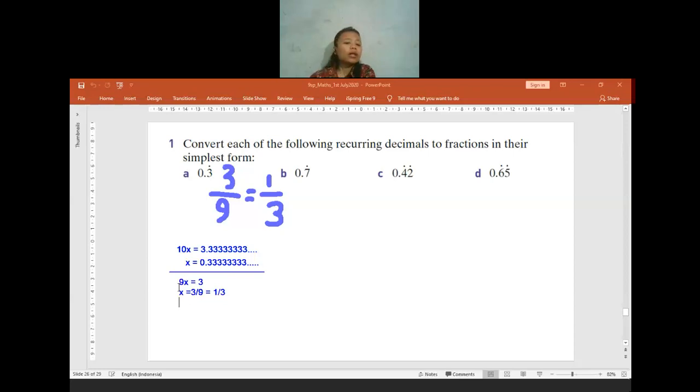Anyone want to tell me what is the answer for question B? Mike, you can talk now. 7 out of 9. Okay, good job. 7 out of 9. Is there anyone who gets confused?